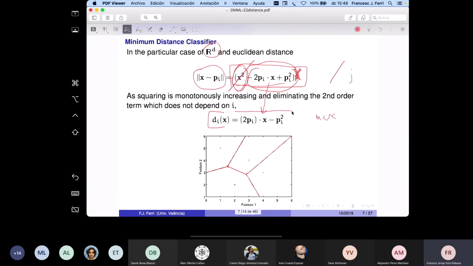What does this shape of the discriminant function mean? Well, this is a linear function. If discriminant functions are linear, it means that the classifier is linear. Deciding the class according to the minimum distance is equivalent to a particular linear classifier.